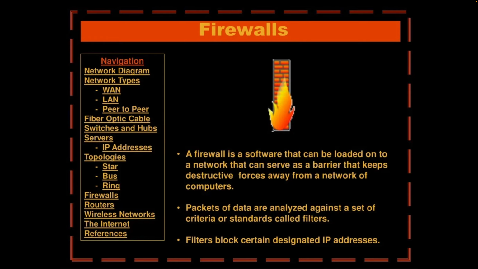Next, we have firewalls. Security is crucial. That's where firewalls come in. A firewall is a software that protects your network from threats. Think of it as a security checkpoint. Each piece of data that tries to enter your network gets checked against security rules. If something looks suspicious or comes from a blocked address, the firewall stops it. This keeps viruses, hackers, and other bad actors out of your network.